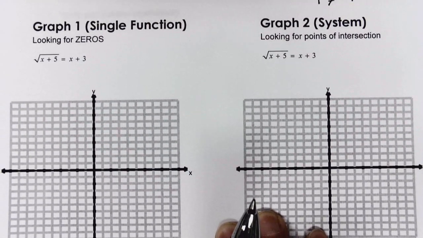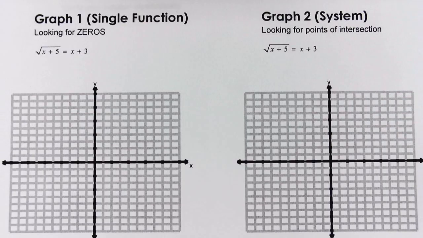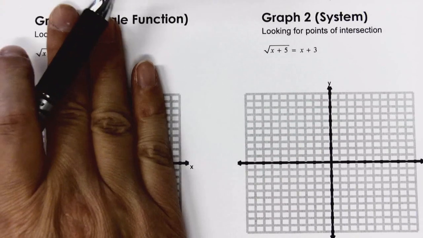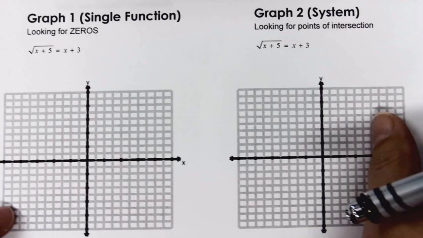So for this one, how am I going to graph this? How am I going to graph this as a single function? I don't know. It's ugly. I don't wanna. So we're not going to do it this way. We're going to do it as a system way.